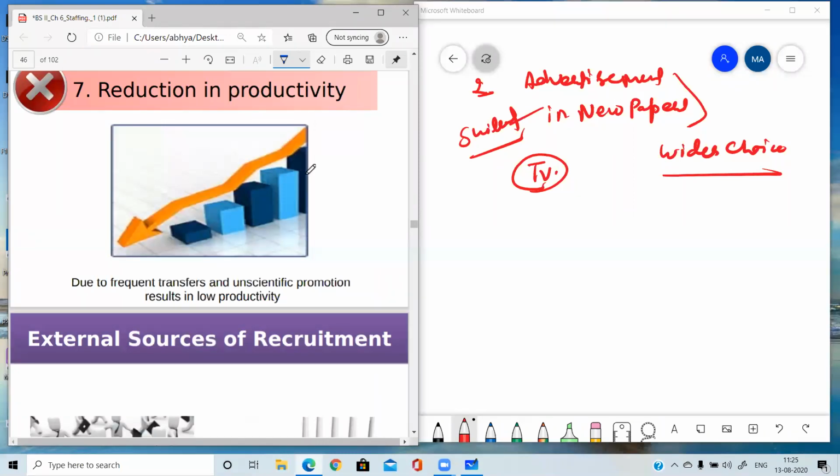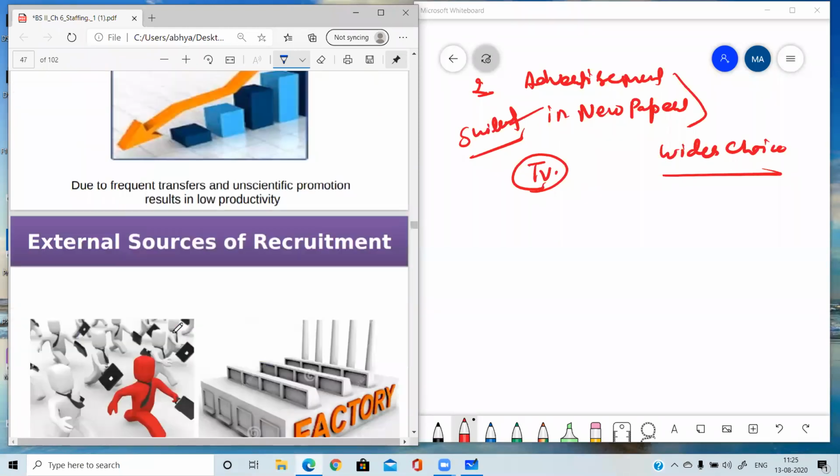We have skipped this point, how the productivity is reduced when frequent transfers are there. Suppose one person has been transferred to one position, and after every 1 month he is transferred to another position. That person is very much capable, but just because of frequent transfers he is not getting time to prove himself, he is not getting time to adjust on a job position. So in that case there will be a reduction in the productivity.